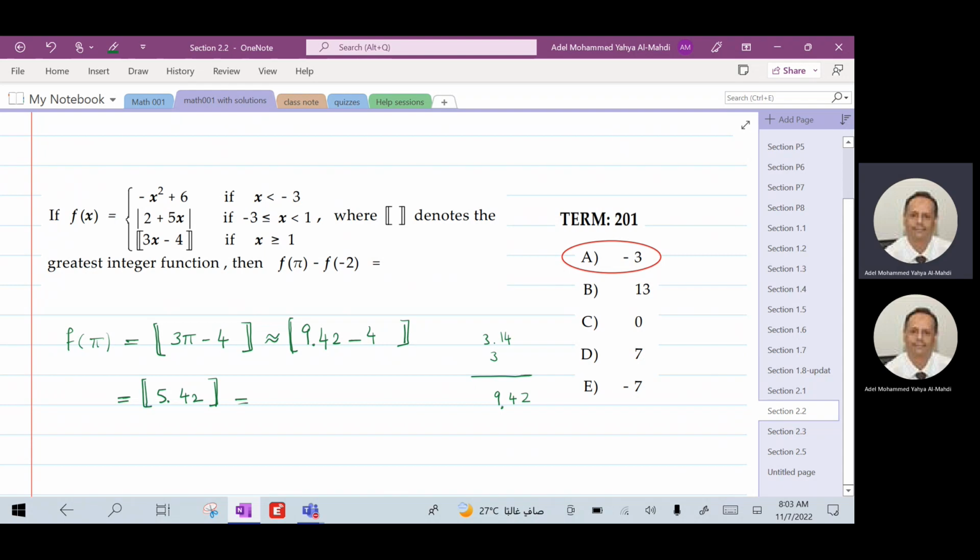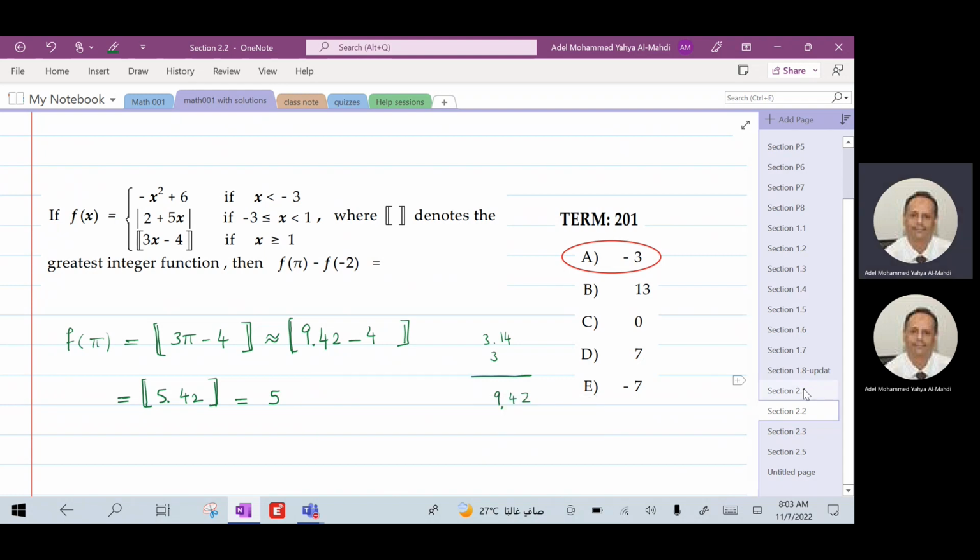And the greatest integer of 5 point something, it is what? It is 5, because you know that this is 5, and this is 6. So 5 point something is here. The greatest integer less than this, the largest integer smaller than this, is 5.